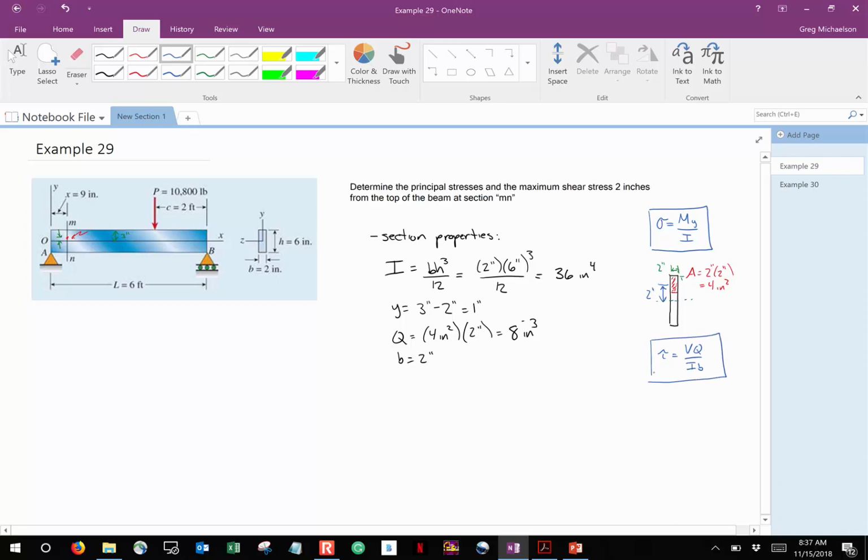So if you look at these stress equations, we basically have all of the properties that we need in order to solve them. The only thing that we're missing is our shears and moments. So we need to compute that out. In order to do that, we need to draw the shear and moment diagram for these beams. So what we'll need is to determine what is that reaction By, and what is that reaction Ay.